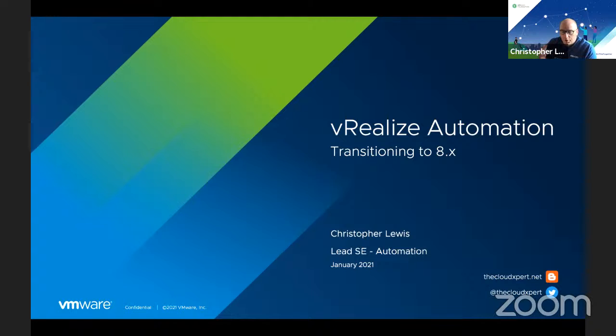and vRealize Automation 7, where most people are right now, goes end of life in April 2022, I think it is. And so we're actively encouraging people to migrate to vRealize Automation 8, but it's not as easy as you probably would hope it would be. So hopefully today's session, I'm going to talk through an overview of what's in vRealize Automation 8 and why you should migrate, and then talk about the differences between vRealize Automation 7 and vRealize Automation 8, and hopefully how we can get there.